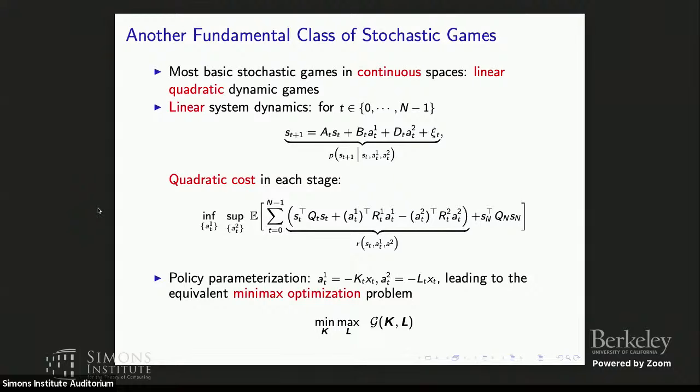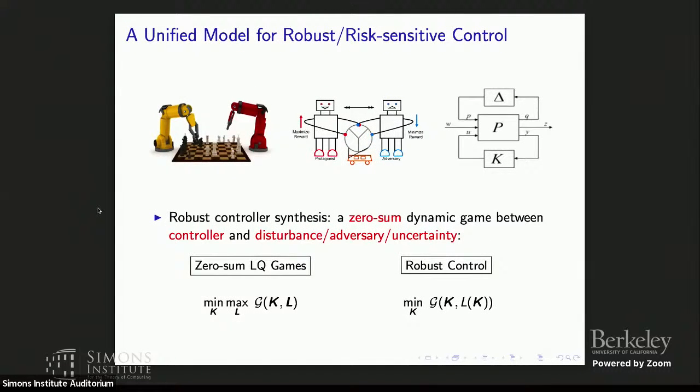This is an interesting model because it unifies robust control and risk-sensitive control that control people have studied for decades. More specifically, in the robust control setting, you can view adversaries or disturbances as the opponent that is always trying to play against you. In the zero-sum setting, if you solve this min-max problem, and solve the inner loop maximization problem to its optimal, it is equivalent to solving a robust control problem with this objective.